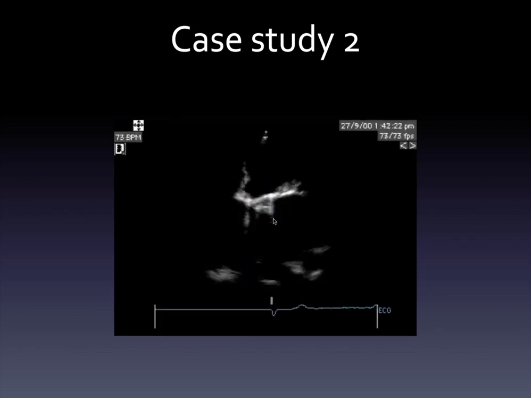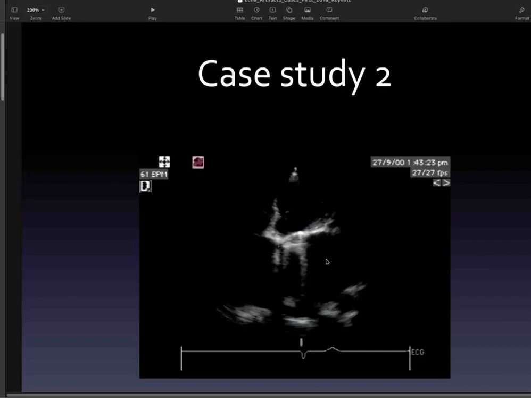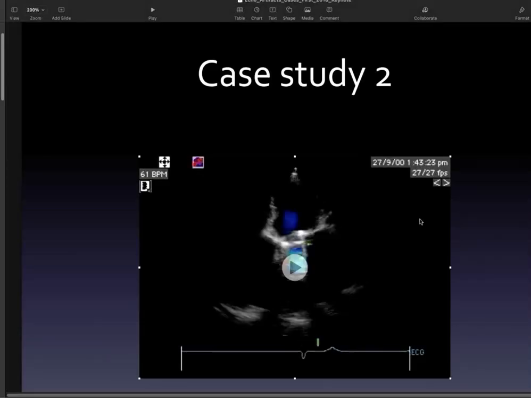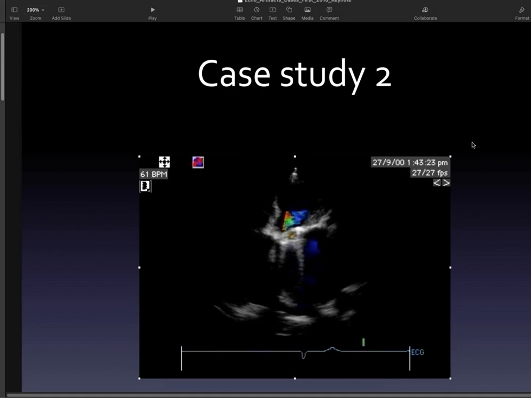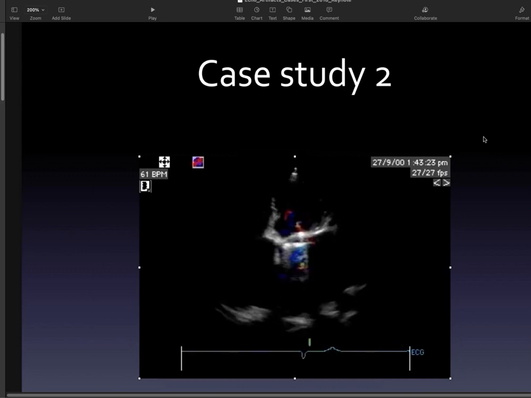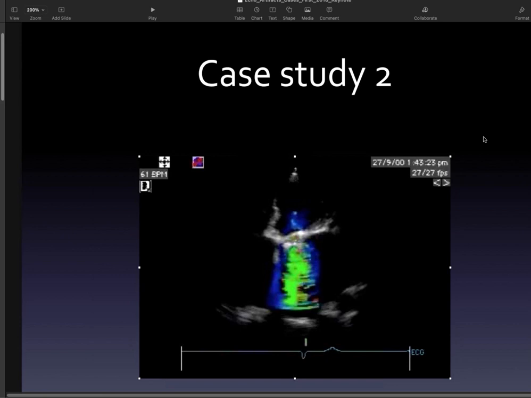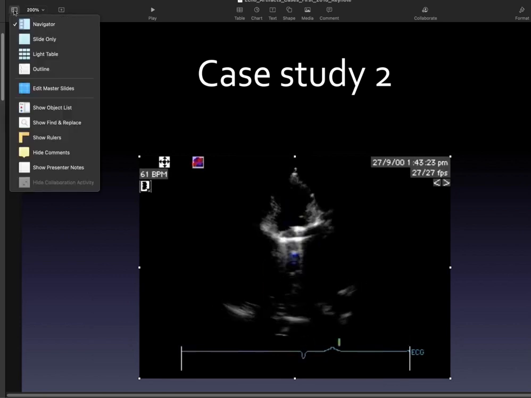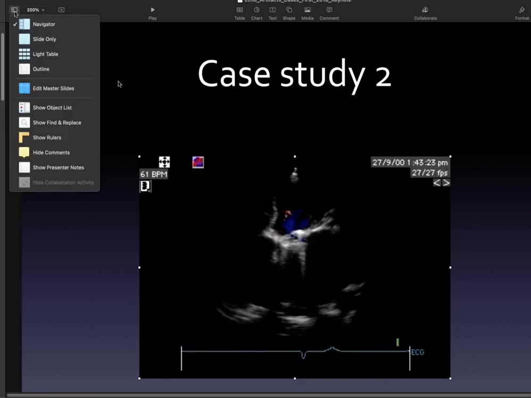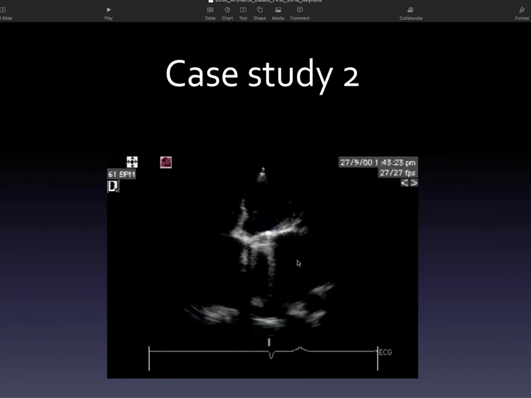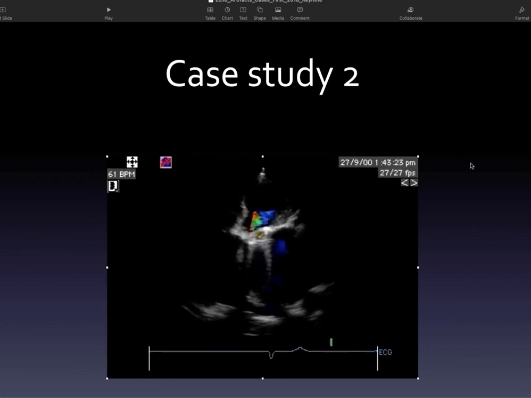Oh, it's gone. I don't know why it's not showing. Maybe I'll just escape out, maybe that would be better. Okay, how about now? Can you see it? Yeah, a little bit better. Sorry, I'm going to stick with this mode. I don't know what's happening with my system, but there you go.